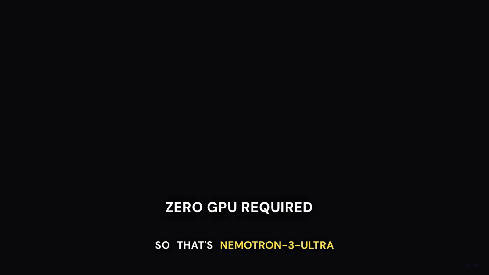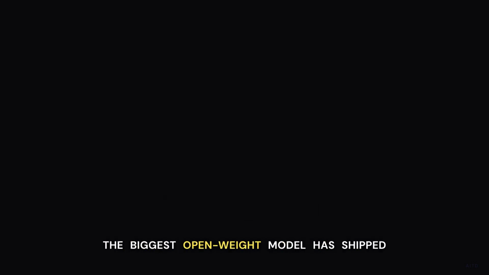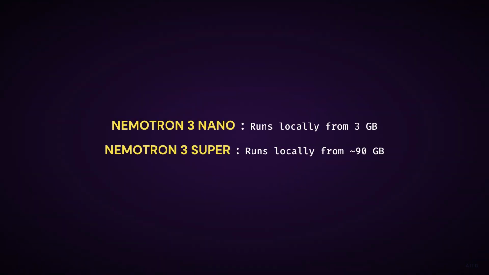So that's Nemotron 3 Ultra, the biggest open-weight model NVIDIA has shipped, running entirely through Ollama's cloud, with no GPU required on your end. If you want a Nemotron model running on your own hardware instead, Nemotron 3 Nano fits in as little as 3 gigabytes, and Nemotron 3 Super needs around 90.